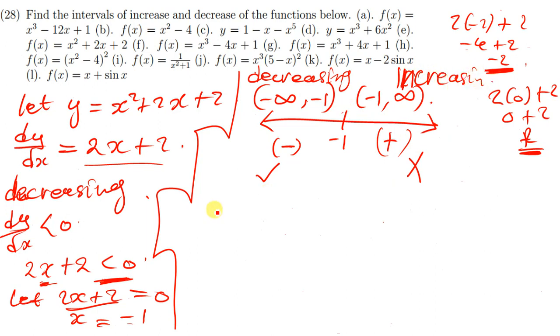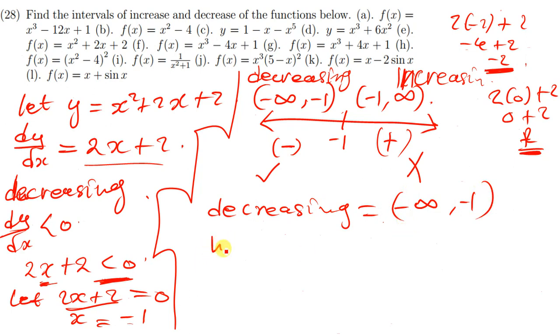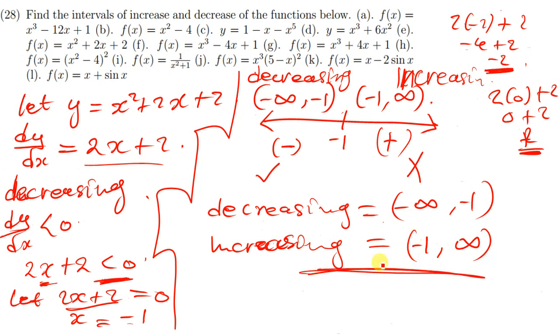So the interval in which the function is decreasing is simply from negative infinity to negative 1. Then for increasing, the interval in which the function is increasing is simply negative 1 to positive infinity. Okay. So the same thing that I've done here is exactly what you do even for other functions. So let us try to solve one trig function.